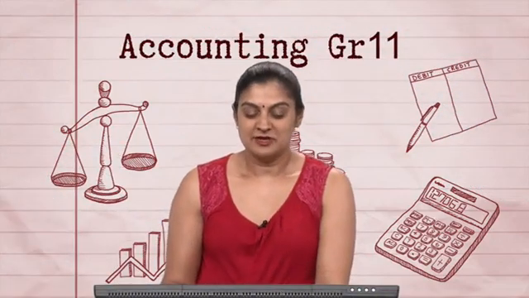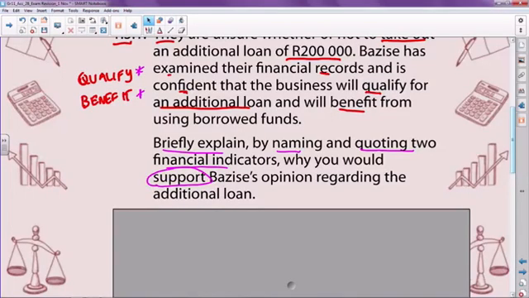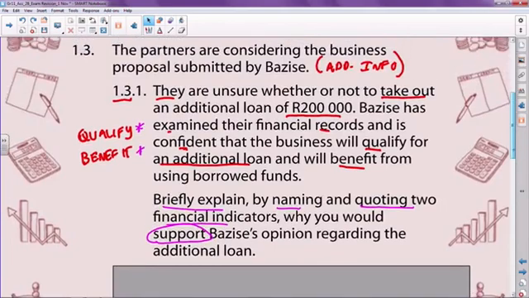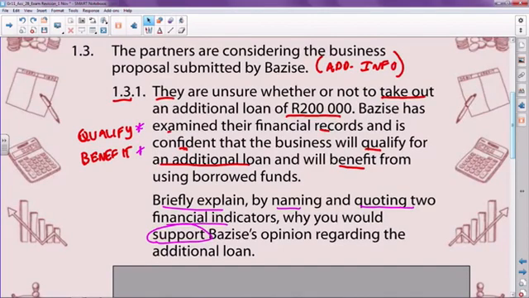Welcome back, guys. Right, hopefully you had some time to think about this. Let's now look at the answer. So which two financial indicators will indicate to the business that they can go ahead and borrow more capital and it's also going to benefit the business? Okay, right, now let's start off with, before we look at the actual answer, which ratio is going to indicate that you qualify, you are able to take out another loan? Think about this carefully.